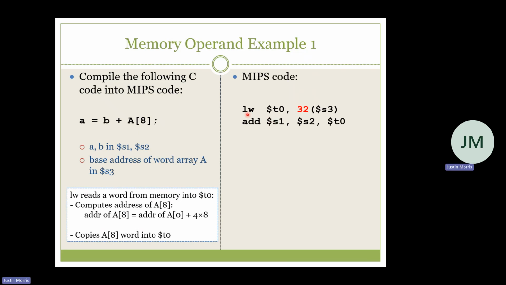So here's our load word. We want to store into T0. We have the base address S3. And because each one of these is going to be one word, right? So we do 8 times 4 gets us 32. So now we're pointing to the 8th element in the array A once we do this addition, and we're going to store that information into T0. And then S2 plus T0 is now B plus A, and S1 is A.